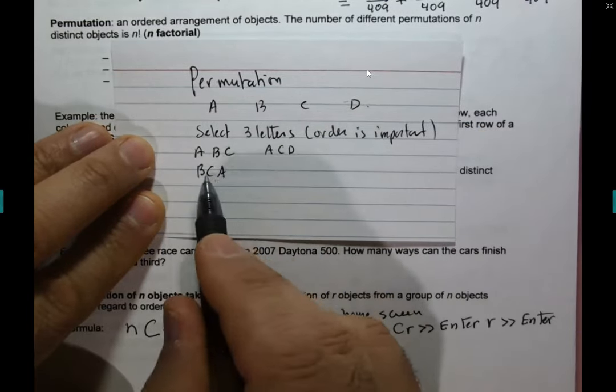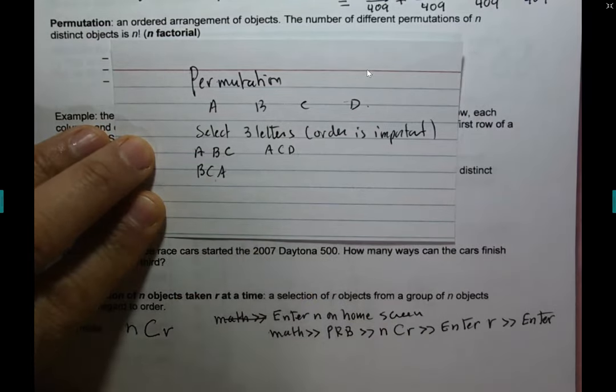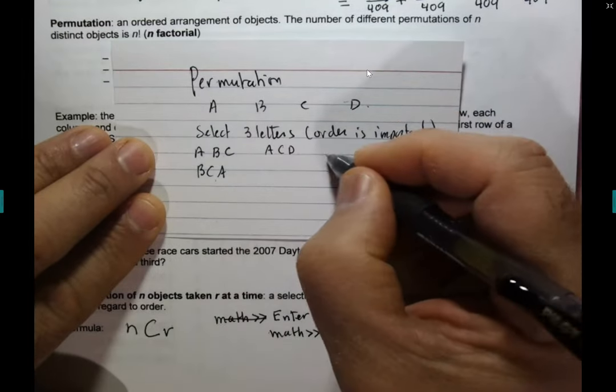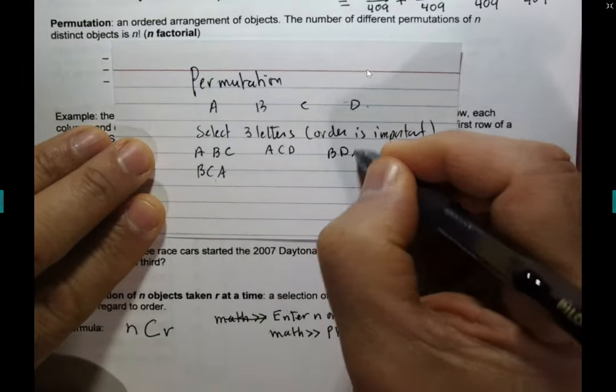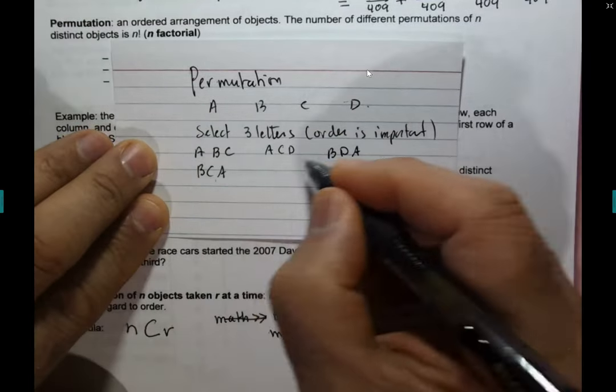You did ABC, you did BCA. What else can you do? BAB? You cannot repeat the B twice. You cannot choose the same. BDA. Okay. BDA right here. What else? No, I said CDA. CDA, okay, right here.